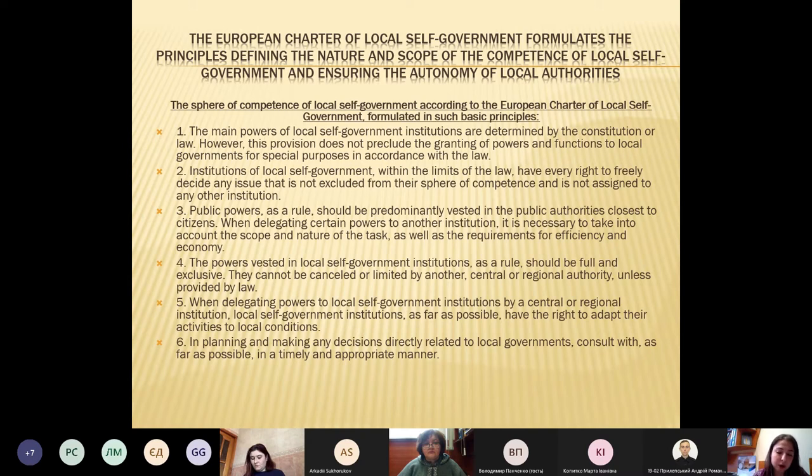The European Charter of Local Self-Government formulates the principles defining the nature and scope of the competence of local self-government and ensuring the autonomy of local authority. The shape of competence of local self-government according to the European Charter of Local Self-Government, which came into force for Ukraine in 1998, is formulated in such basic principles. Six positions you can see on this slide.